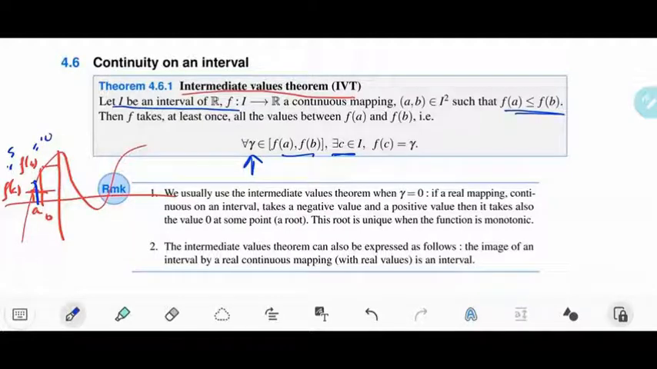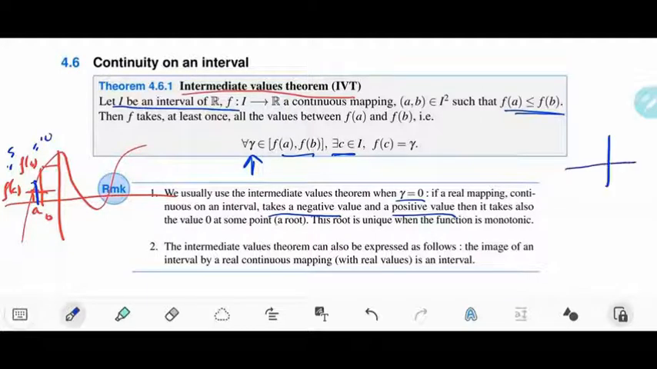So there exists a number C that is a root of the function because f of C is equal to 0. So again, this is particularly interesting when the function takes somewhere a negative value and a positive value, which means that there exists a number such that the image of this number is equal to 0. And this root can be unique or not unique. It's unique when the function is monotonic.